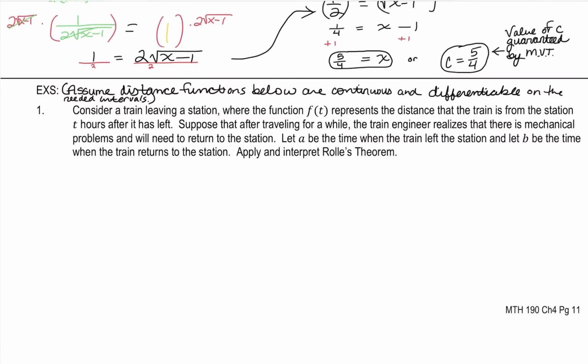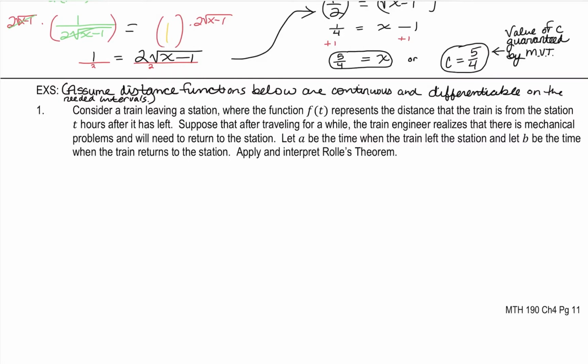In these next few examples, I'm just going to state once, and if you have some of these in the homework, you'll notice that they'll state, assume that the distance function being described is differentiable, which implies continuity. So let's just assume that the distance functions described in these problems are continuous and differentiable on the needed intervals. I may restate it when we get into the problems, but just starting off there.